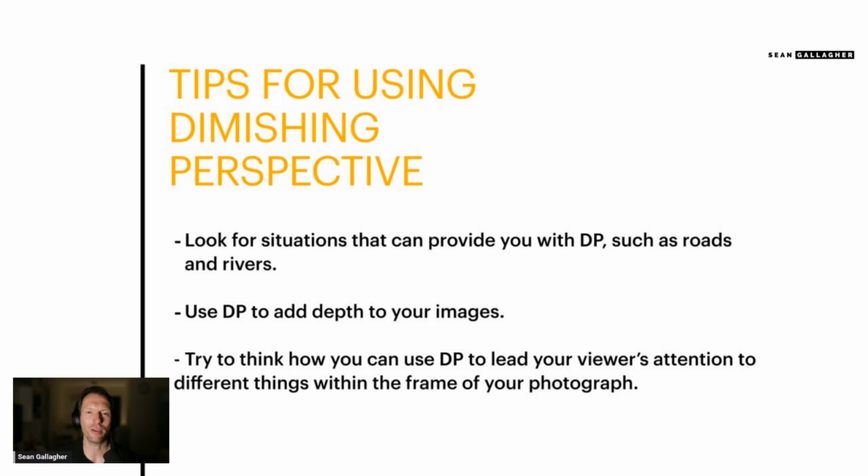So the main tips if you want to use diminishing perspectives in your images is to look for situations that can provide you with that diminishing perspective, such as roads and rivers, like in the images that I just showed you. Those are always great for using this effect, especially if you get a higher viewpoint. And often I like to use people within the foreground because that gives you a little bit of added dynamic interest and sometimes helps you connect the foreground and the background. And you can use diminishing perspective to add depth to your images. That's one of the best ways in which you can utilize this technique.